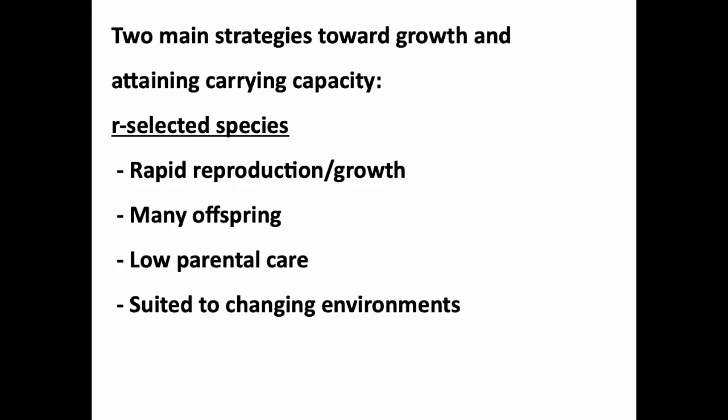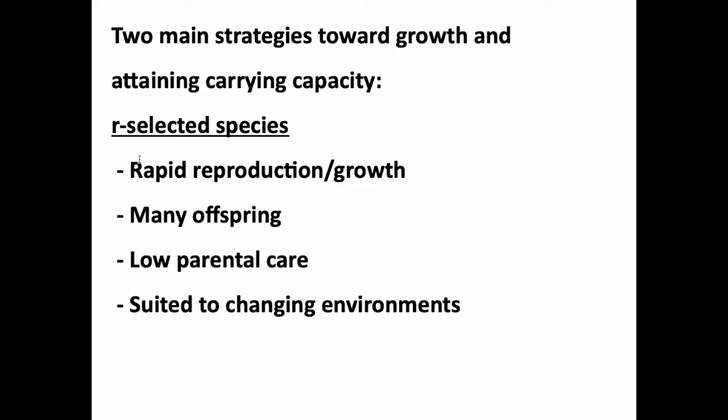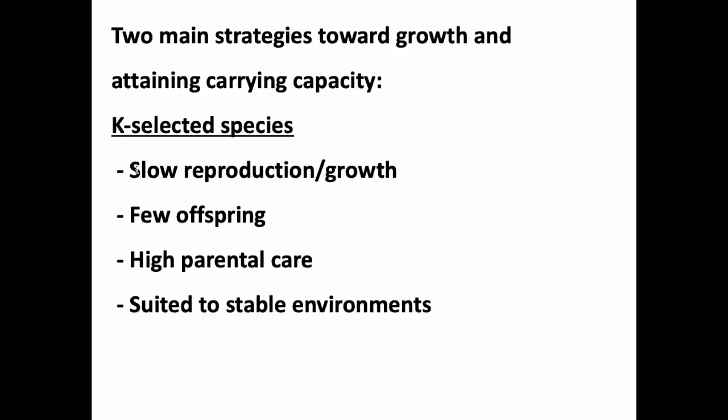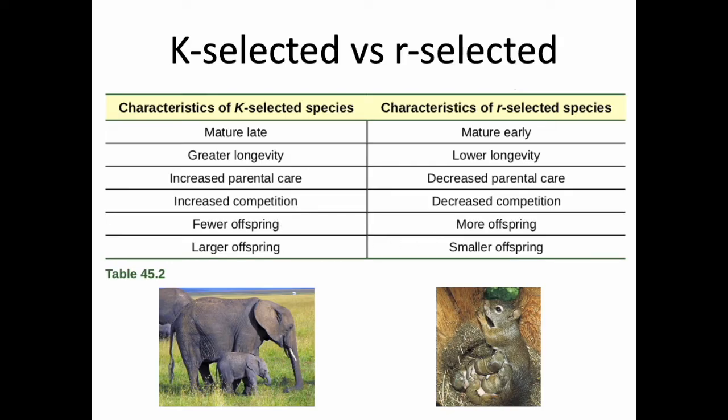My dumb way of remembering which one is which: R-selected, rapid growth. I can't think of a synonym for slow that starts with the letter K, but if you remember, R is rapid, K is the other one, the opposite of that. So R is rapid, K is slow. Those are sort of one versus the other. Different strategies towards getting to that carrying capacity.